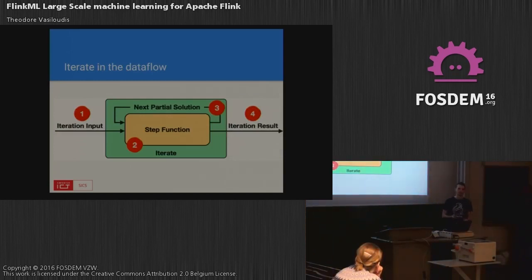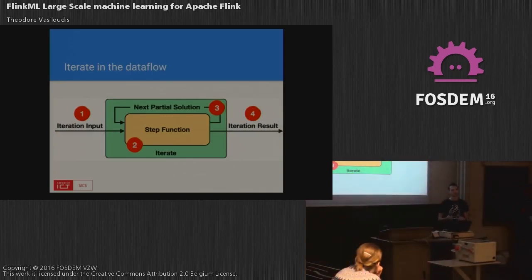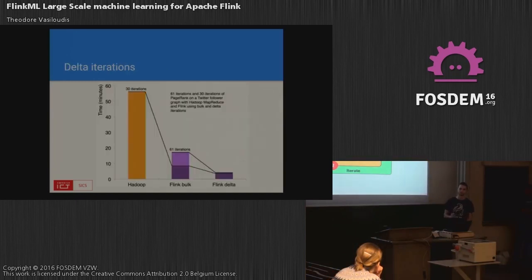Now what we are able to do with Flink instead is maintain a partial solution. So you can think, for example, that the model of your machine learning algorithm is a partial solution, and we're able to iteratively update it within the same data.